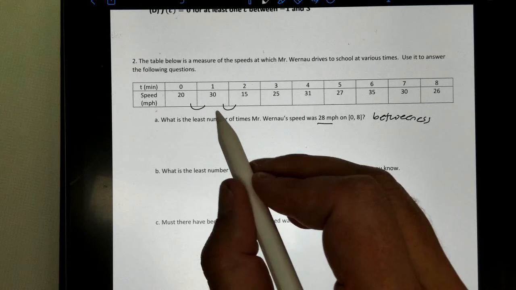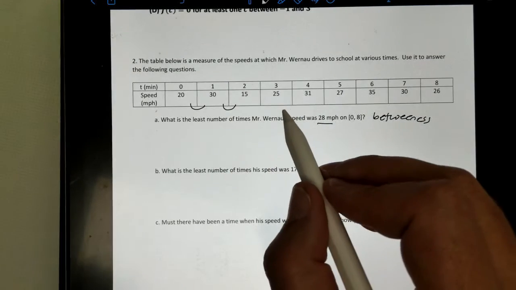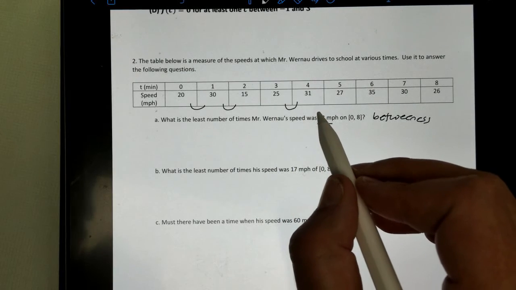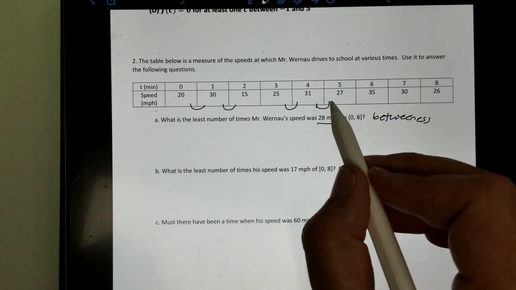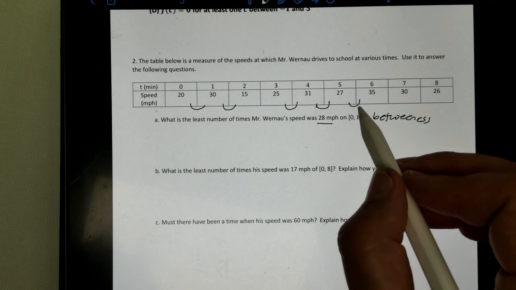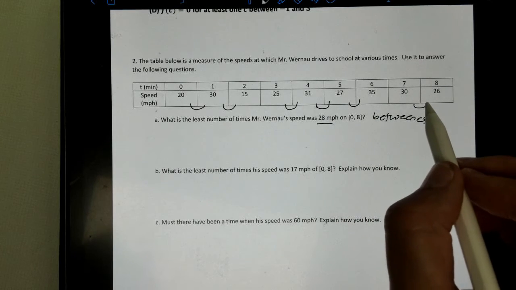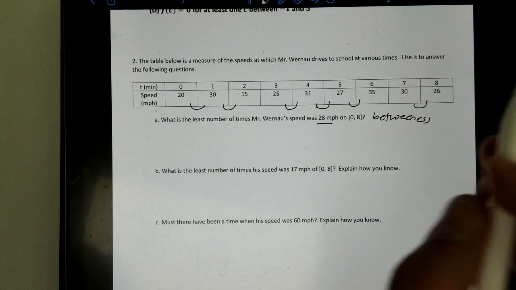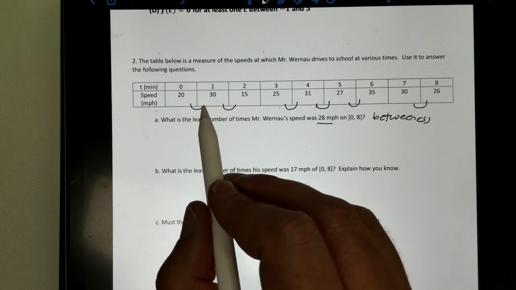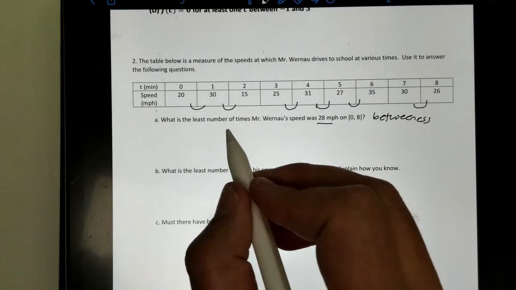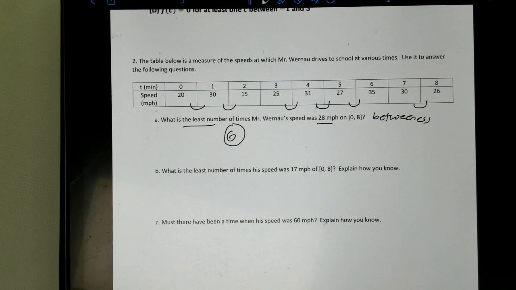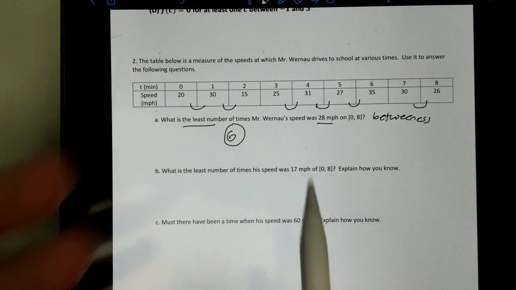There's another one where I have to cross 28. I can't go from 30 to 15 without crossing 28. Keep going. There's another time. Here's another time. Here's another time. And over here, here's another time. So I'm looking for that betweenness. Is 28 between 30 and 26? Yeah. So the answer here would be 1, 2, 3, 4, 5, 6. So it's a minimum. We say it's a least because there could be more, we just don't know. We only know these times.